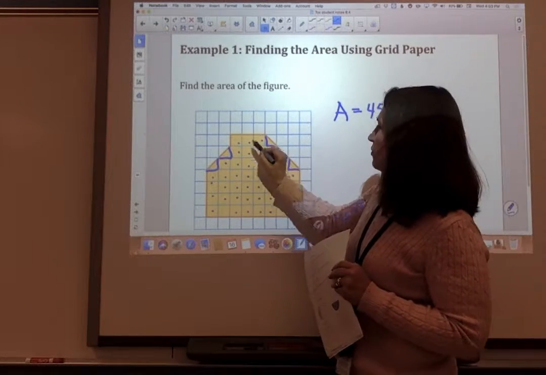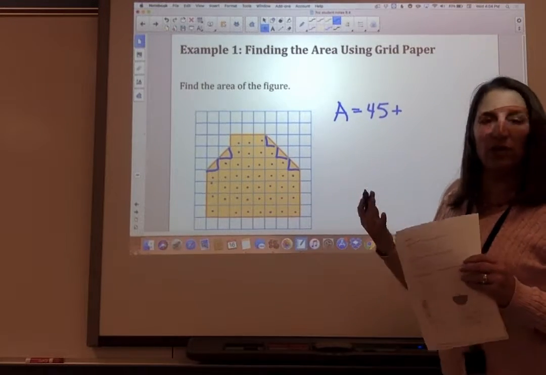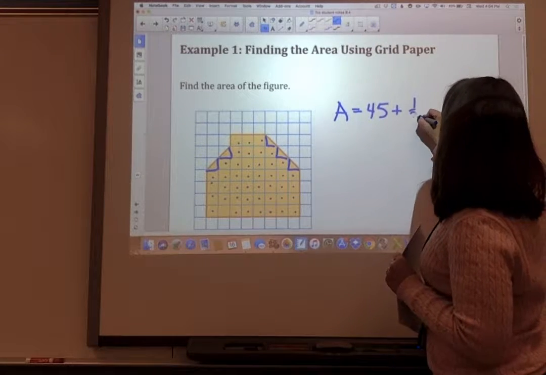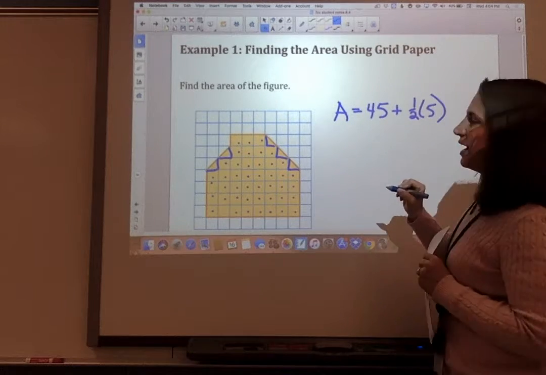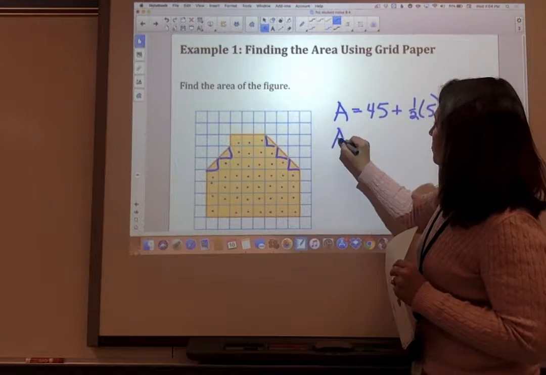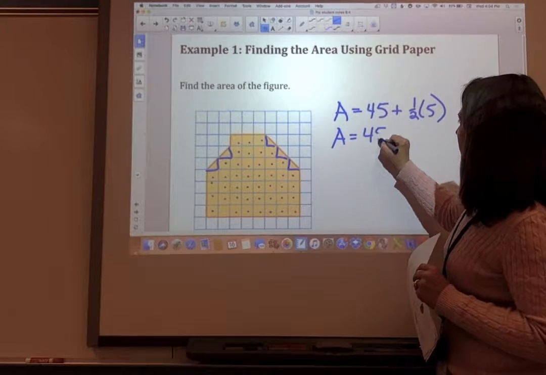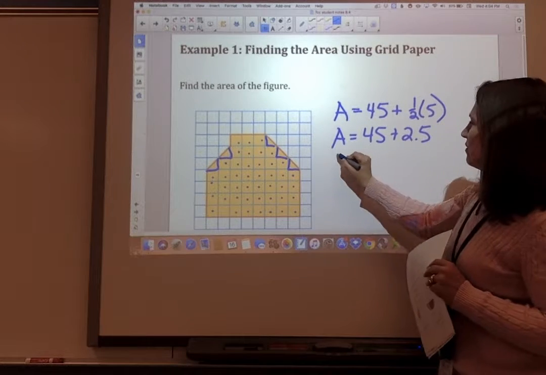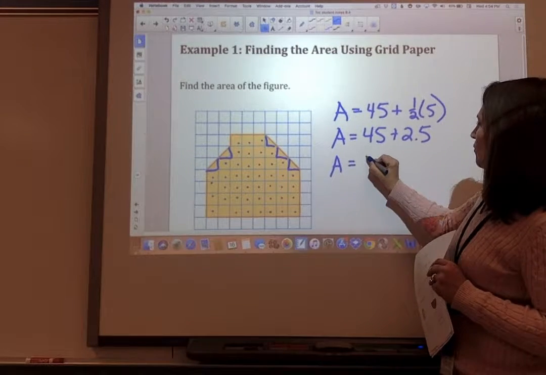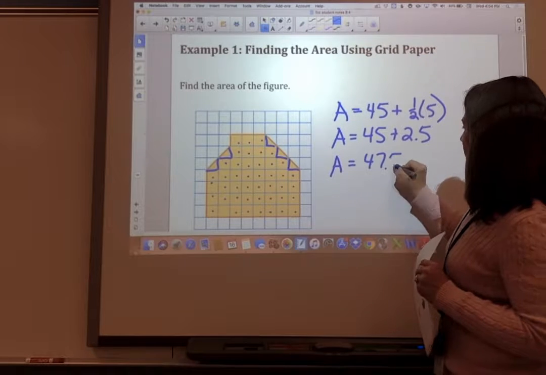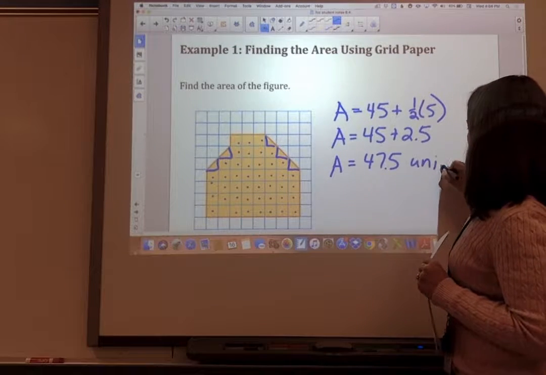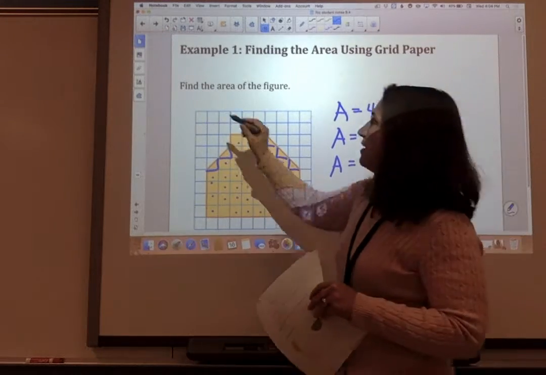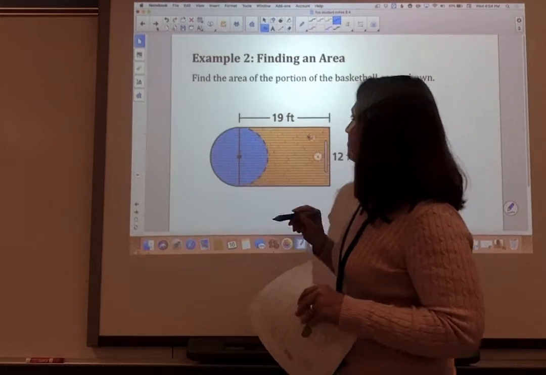Plus, we have 1, 2, 3, 4, 5 squares that are only half of a square unit. So we have 1/2 times 5. Now we'll go ahead and simplify this. 45 plus 2.5, and we have 47.5 square units.